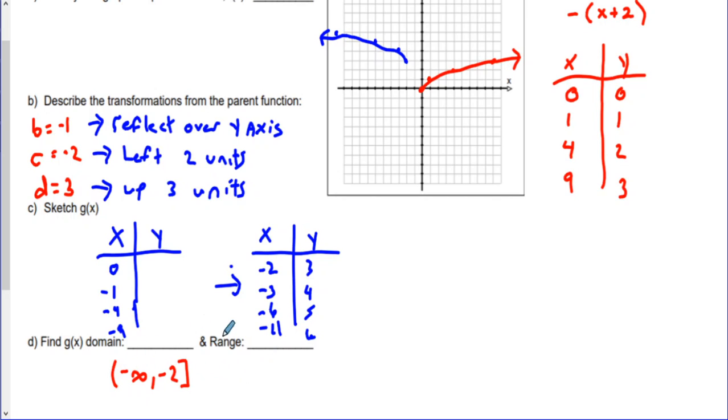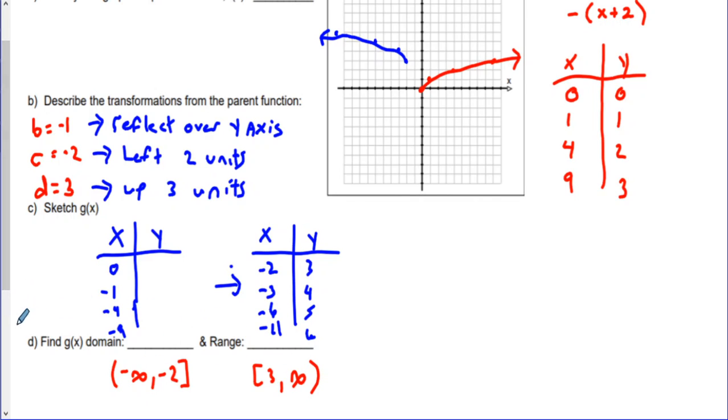Infinity never gets a square bracket. We can't include infinity. My range, it looks like it starts up here at 3 and then goes slowly up forever. You can see that my table of values starts at 3 and goes 3, 4, 5, 6. So it's going to keep going as I make these numbers more negative. These will start to go up. So it looks like this is going to go from 3 up forever, so that's going to go to infinity. So this one does have a restriction on both the domain and the range.